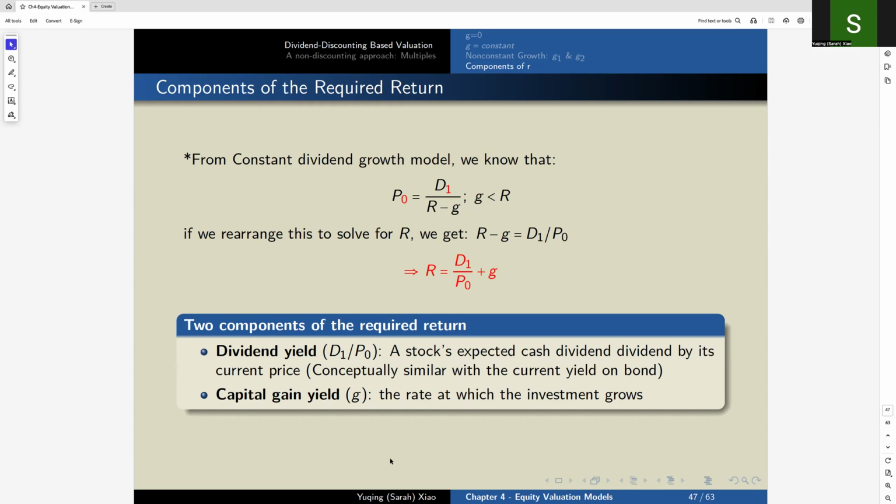In plain words, the dividend yield is next year's dividend divided by today's stock price. This is like the income return, similar to the current yield on a bond. The growth rate represents the capital gains you expect as dividends and prices grow over time. So equity returns come from two sources: cash income through dividends and price appreciation through growth.